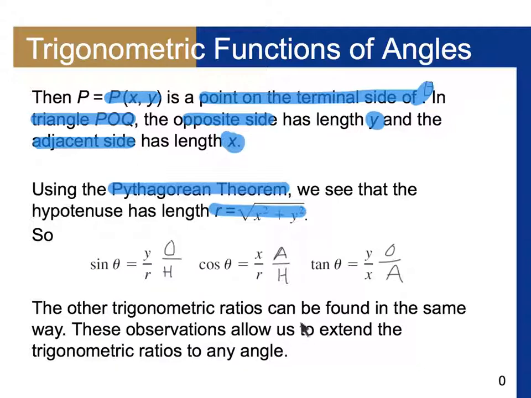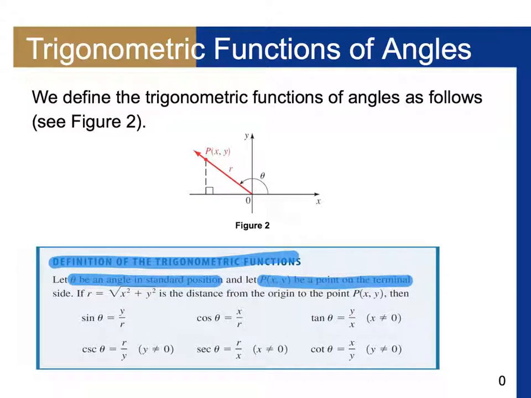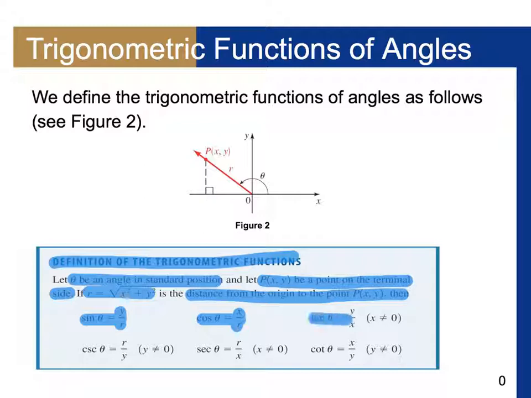So now we can apply these to any angle. It doesn't have to be on the unit circle. So for the triangle approach of our definition of trig functions, we can let theta be any angle in standard position, and P(x, y) be the point on the terminal side, the terminal point. If r is the square root of x squared plus y squared, the distance from the origin to the point P(x, y), then sine of theta is y over r, cosine of theta is x over r, tangent of theta is y over x. x can't be 0 because we can't divide by 0. And then the other trig functions just follow.